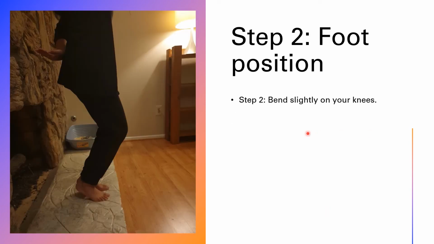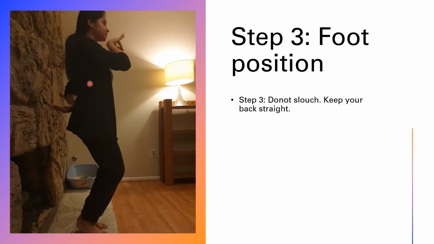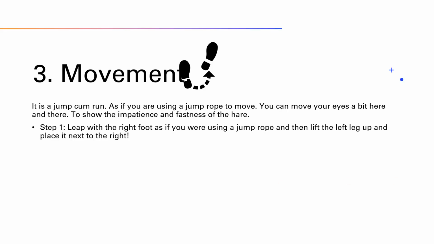Step 2, bend slightly on your knees. Okay, so as you can see from the image, there is a slight bend on my knees over here. I'm standing on tiptoes. You can see that my heels are raised from the ground and a very slight bend on the knees. Step 3, just keep your back straight over here. You can see the image. My back is straight. My knees are bent, but my back is straight. Do not slouch, okay? Okay, so that was the foot position of the hare.